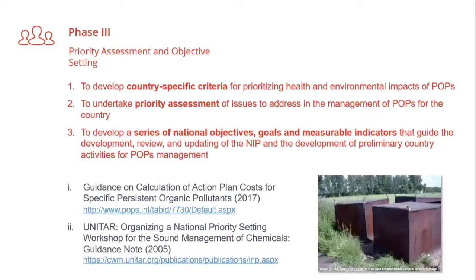In phase three, as we already discussed, it's a priority assessment. Once we have the inventory, then we know what is important, and we know what is not very important. The important ones will be discussed and planned. And for that, the calculation of action plan cost is very important, because this will tell you how much money or what resources are needed to deal with that particular chemical, which during this assessment process came up as the priority chemical. And for that, there is a very good guidance from UNITAR on organizing a national priority setting workshop. This will be very useful also.